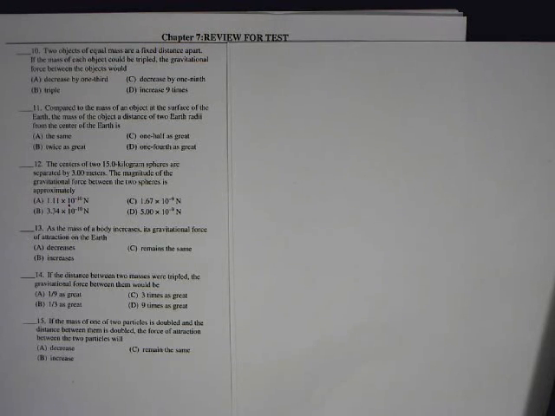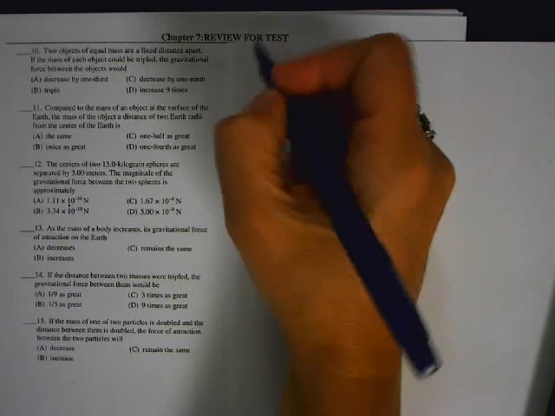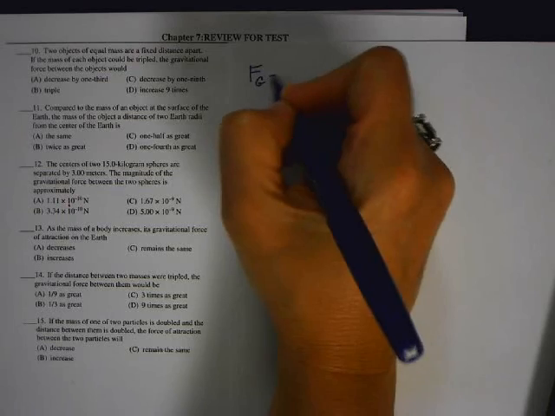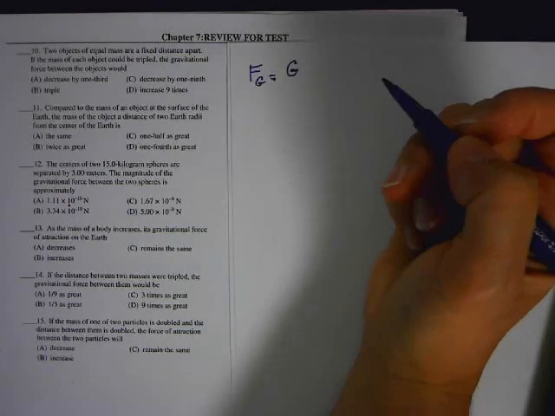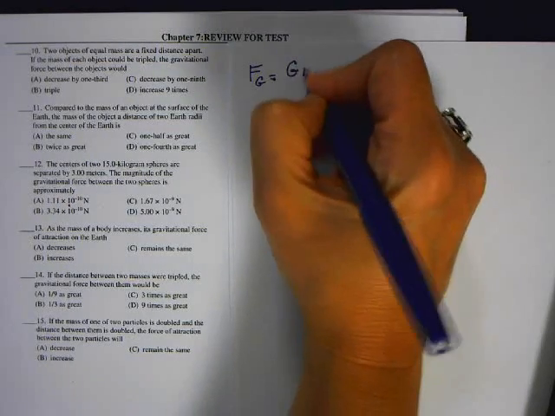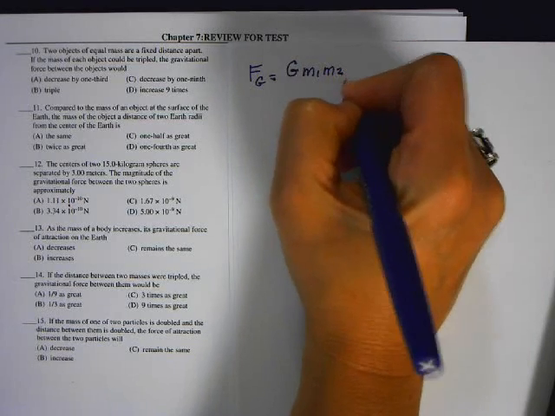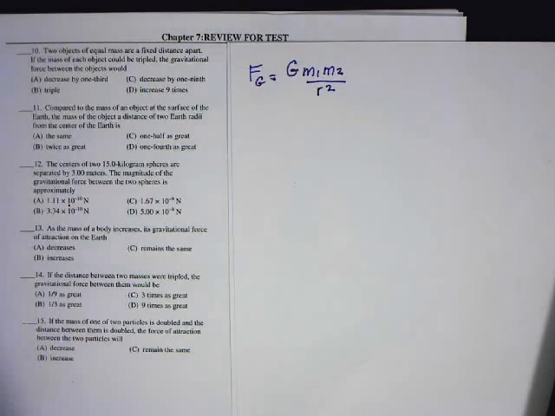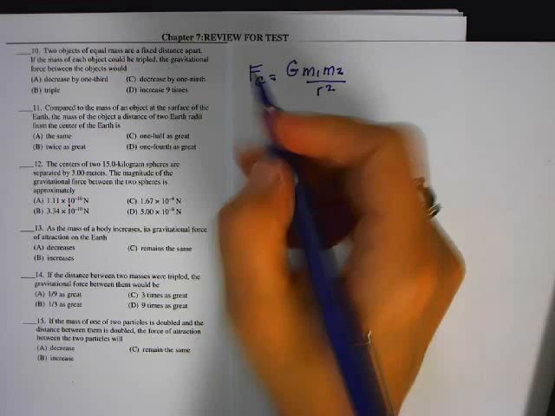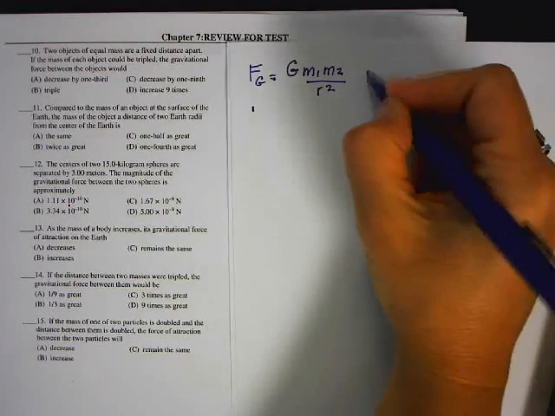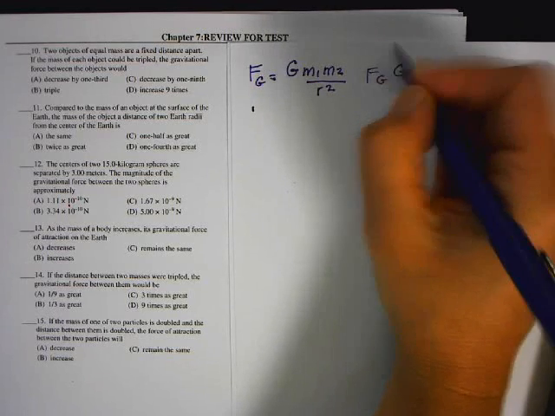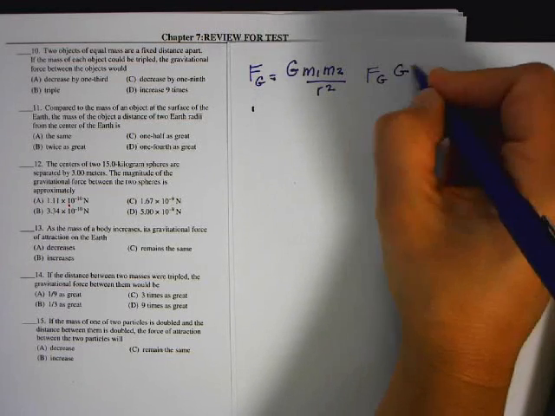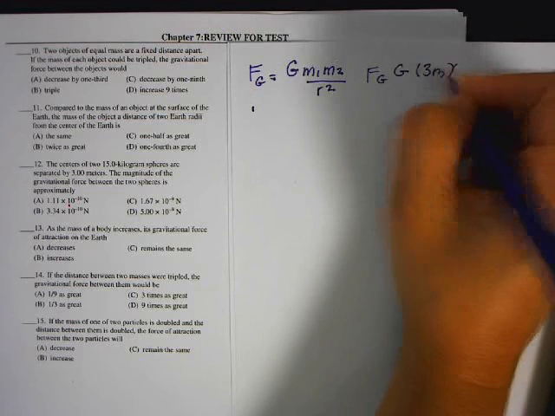So again, first I'm going to write down the equation. F of g is equal to big G, the universal Newtonian gravitational constant, m1 m2 divided by r squared. So it said if the mass of each object was tripled. So when I write my equation now, F of g is equal to G, but instead of m1, I'm going to write 3m. Instead of m2, I'm going to write 3m, over r squared.